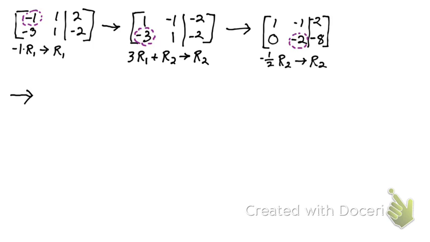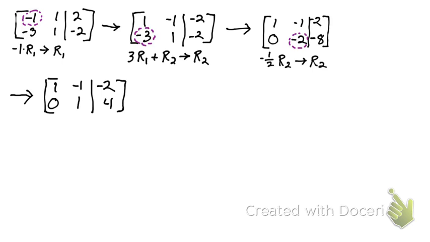That means I'm just multiplying that entire row by negative 1/2. It means I'm not doing anything to row 1. So row 1 will remain 1, negative 1, negative 2. Multiply all of row 2 by negative 1/2. 0 times negative 1/2 is still 0. Negative 2 times a negative 1/2 is a positive 1. And a negative 8 times a negative 1/2 becomes 4.